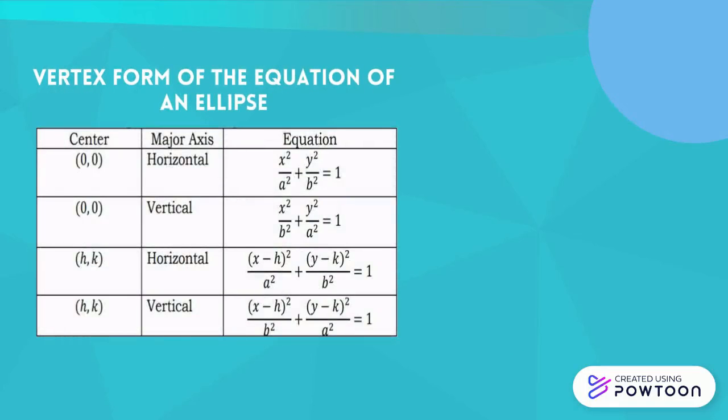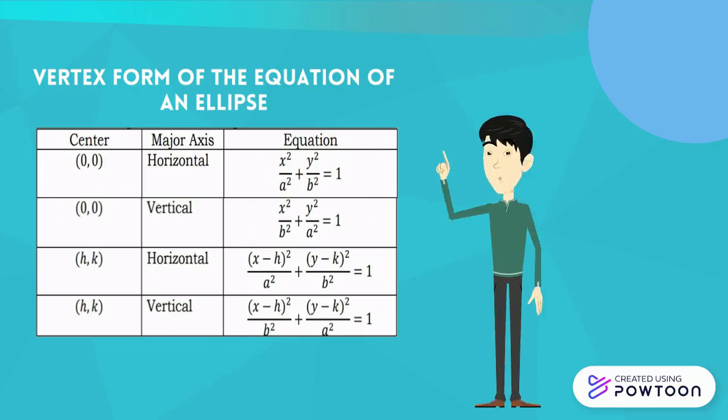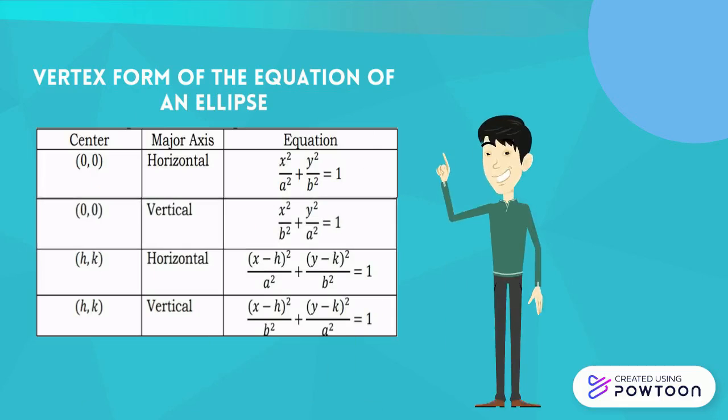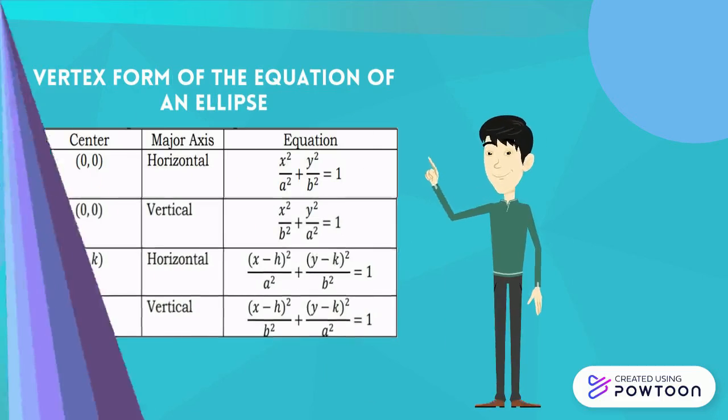When the center of the ellipse is at the origin and the first denominator of the equation is bigger than the second, then the major axis is horizontal. But if the first denominator is smaller than the second and it is still centered at the origin, then the major axis is vertical. If the center is not at the origin, then you write the equation as shown.